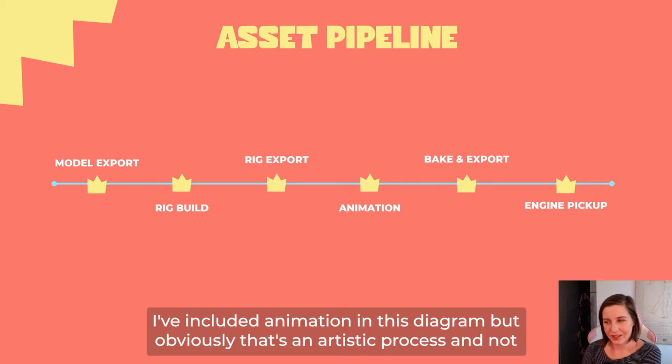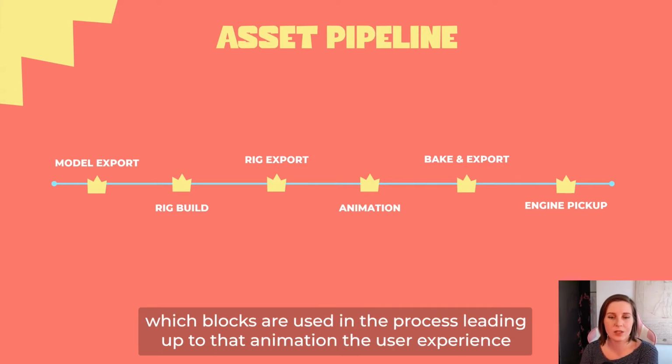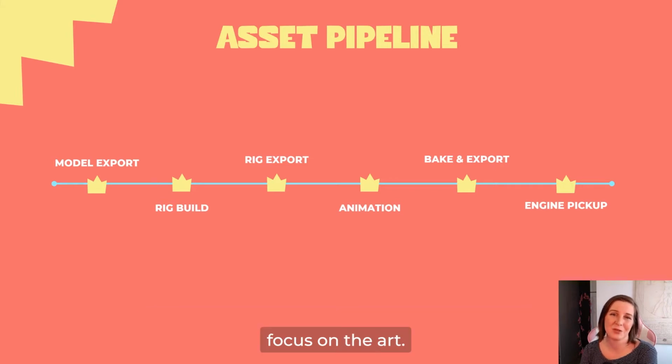I've included animation in this diagram, but obviously that's an artistic process and not an automated one. I thought it was important to include here to highlight that no matter which blocks are used in the process leading up to the animation, the user experience should pretty much be always the same for the animator. They should be able to focus on the art.